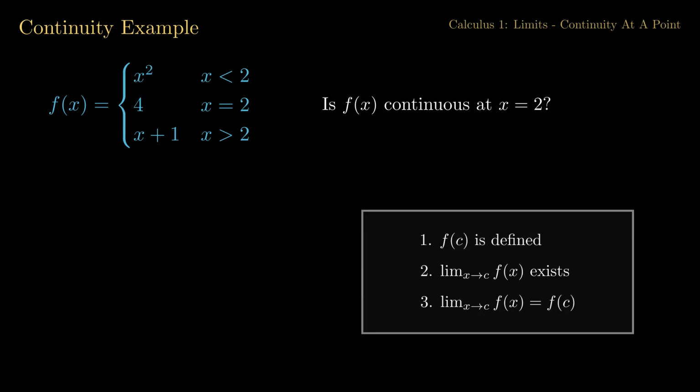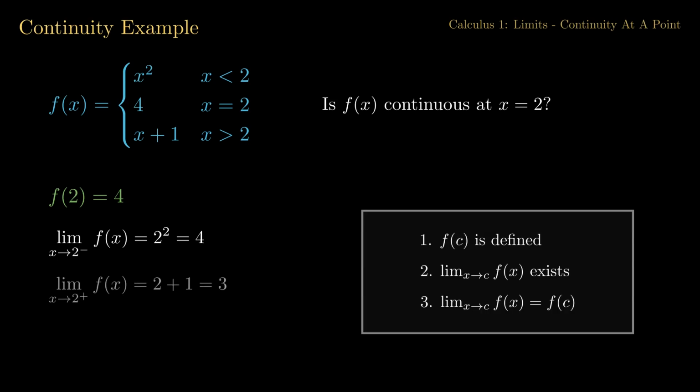To determine this, we check three criteria. First, f of 2 equals 4. Second, the limit as x approaches 2 from the left is 4. Finally, the limit as x approaches 2 from the right is 3. Since these limits do not match, f of x is discontinuous at x equals 2.